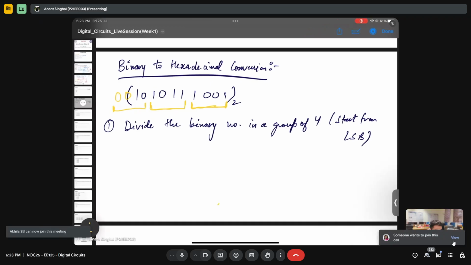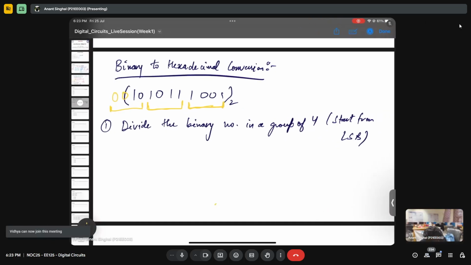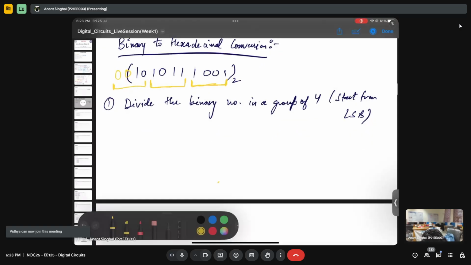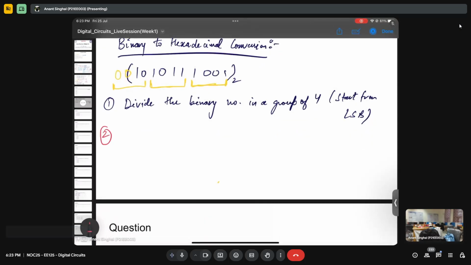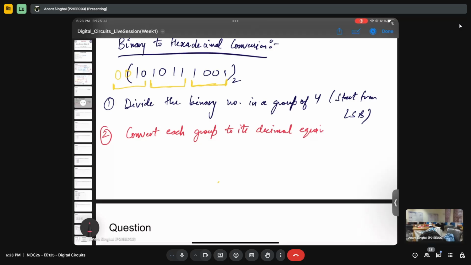Yes. Okay. So now we can move forward to the second step. Once you divide it, you can convert each group to its decimal equivalent. So this is step 2.